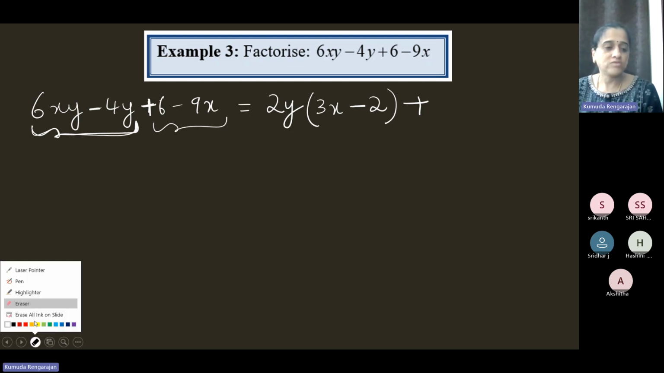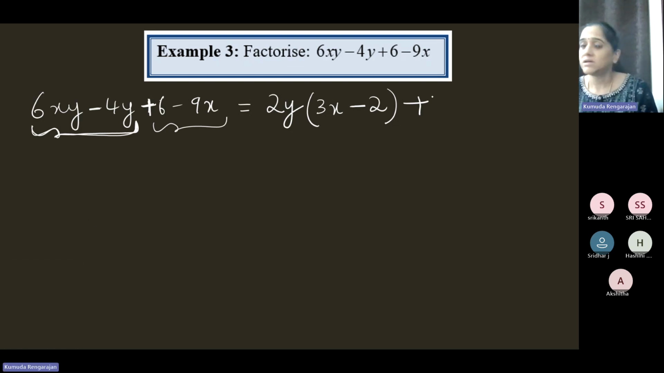Okay, now, what's common? Just 3 is common. Open bracket. 3 2s are 6. Now, no, it's not like that. It is minus, but I'll tell you. Plus 3 into what will give you minus 9x? Minus 3x.